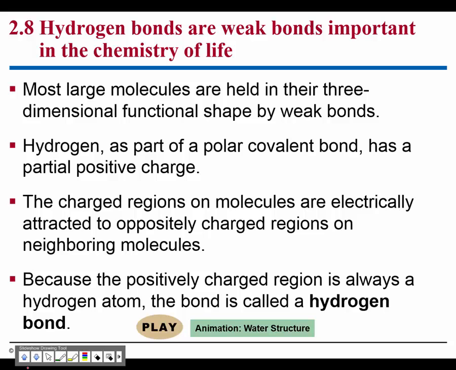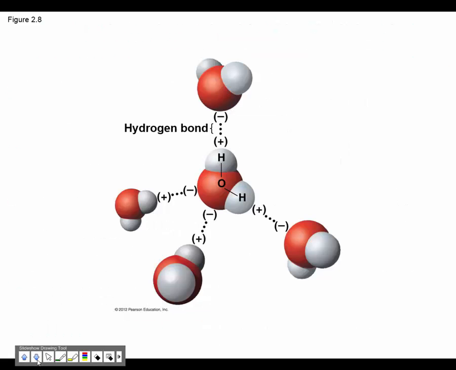So large molecules get their three-dimensional shape by weak bonds. And hydrogen, as a part of a polar covalent bond, has a partially positive charge. And then you have these molecules, or these blocks, that have charged regions, and they're electrically attracted to, think of your magnets, positive and negative. And so they're attracted to opposite, and they're not attracted to the same. And so because of the positively charged regions in the hydrogen atom, the bond is always called a hydrogen bond. So that's another type of bond that you have to know about. The different types of covalent bonds, the ionic bonds, hydrogen bonds, and be able to distinguish the difference.